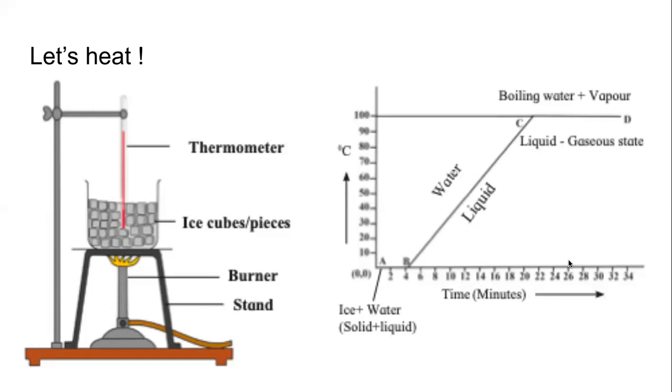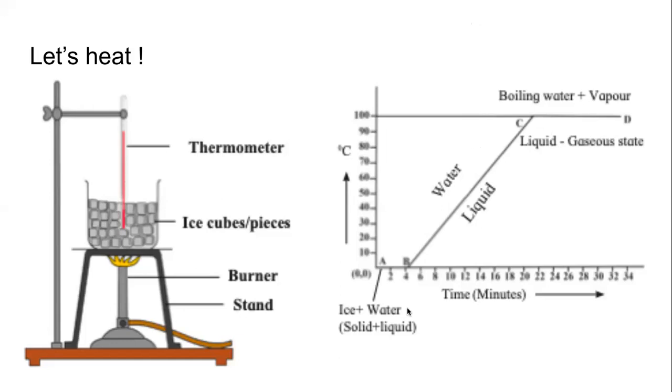When we heat it, we will see that the temperature constantly goes up. Slowly, constantly goes up. You will see that in the thermometer. And it will go up till 0 degrees Celsius. And that is what is being shown in the graph.